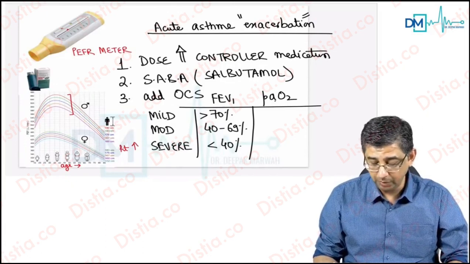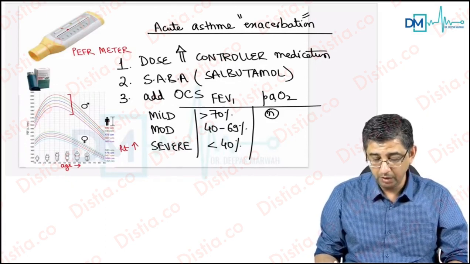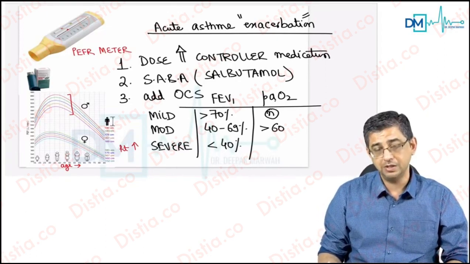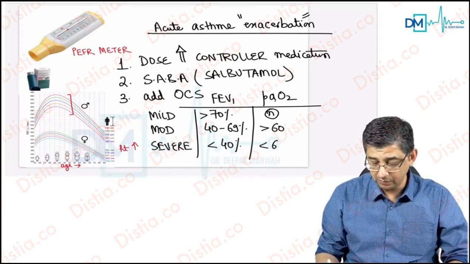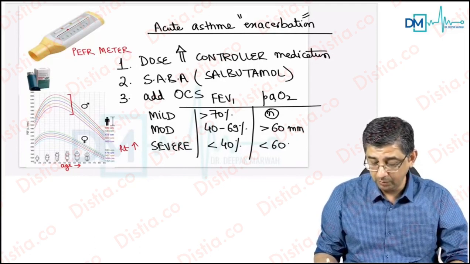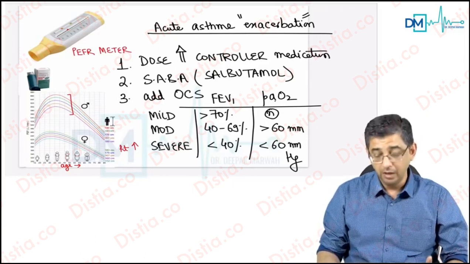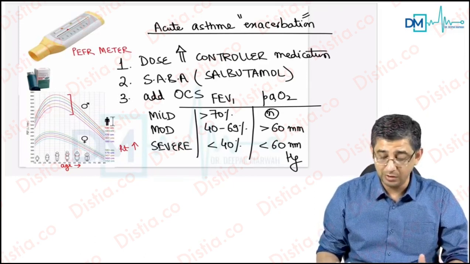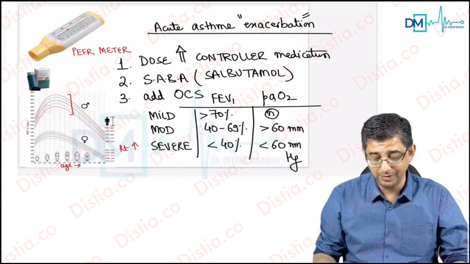The PaO2 of the patient will always be normal in mild. In moderate, it will be in the range of a little more than 60. But less than 60 is when cyanosis starts appearing in the patient. This is not in percentage, but in millimeter of mercury that I'm talking about. I'm not talking about saturation of oxygen, mind it. I'm talking about millimeter of mercury. So in severe asthma, you usually have cyanosis developing in a patient when the PO2 becomes less than 60.